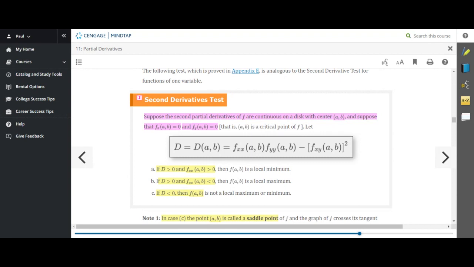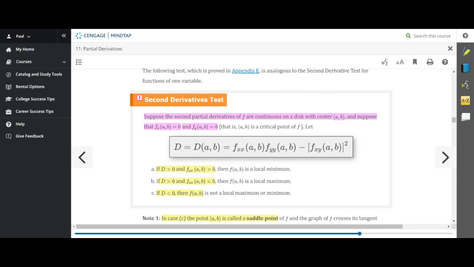which would be not a local maxima or a minima. So part A there: when D is greater than 0, and the second partial derivative with respect to x is greater than 0 at the critical point, then the function has a minimum there. And that actually makes sense, because when the second derivative with respect to x is greater than 0, it's concave up at the critical point, and that means you have a minimum there.